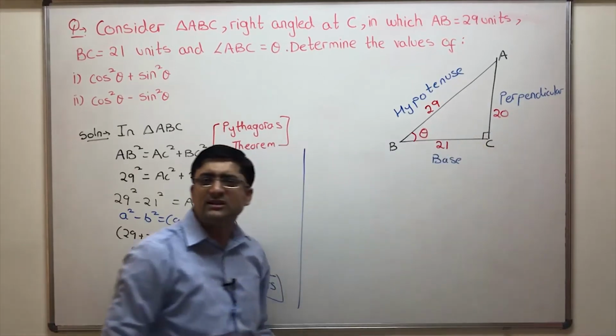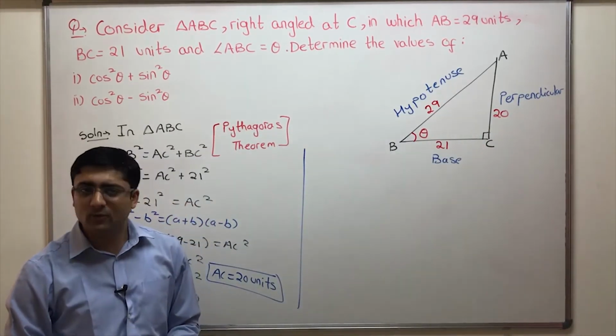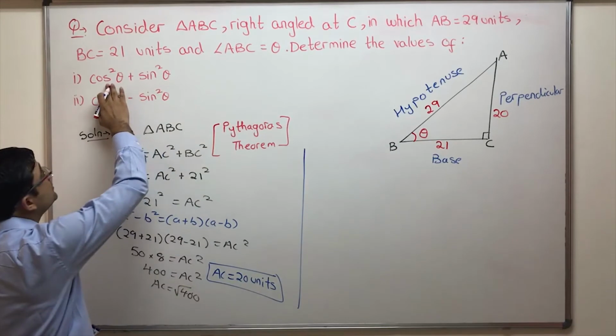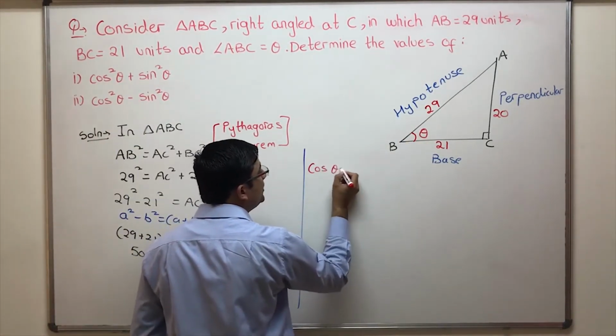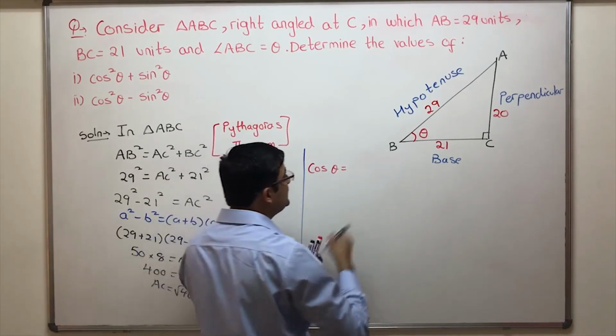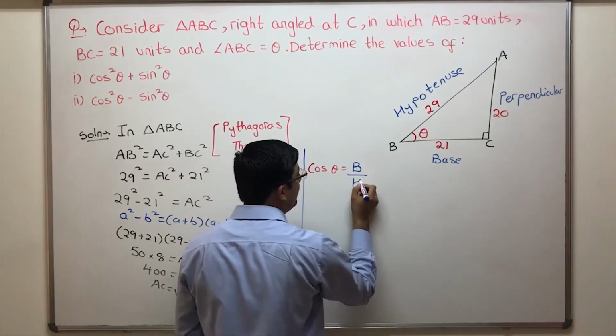So now we have all the three sides of the right angle triangle. Now we can easily get whatever we want. So what we want is cos theta and sin theta. So I'll do it over here. Let's first find cos theta. So what is the definition of cos? It is basically base by hypotenuse.